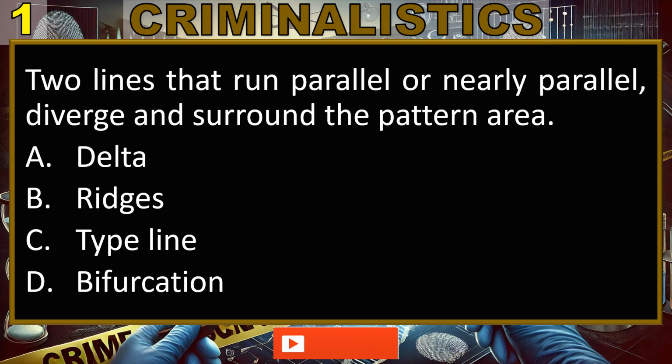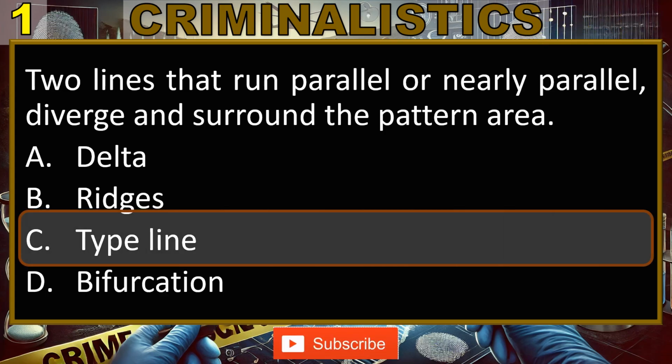Letter C is the correct answer. Type line. The two lines that run parallel or nearly parallel, diverge, and surround the pattern area is a type line.